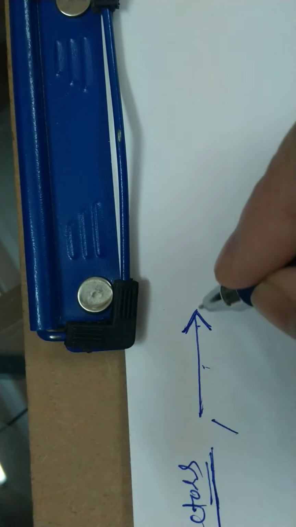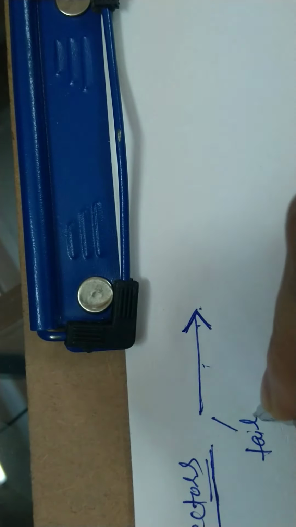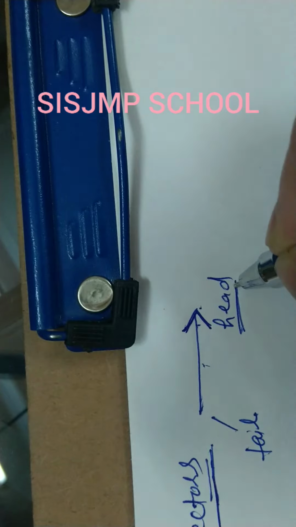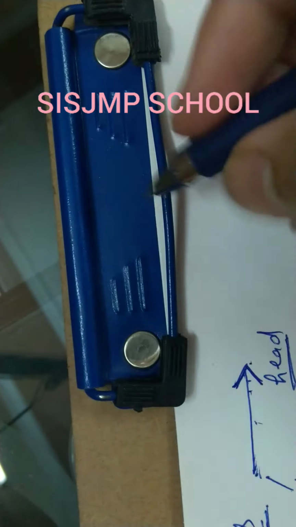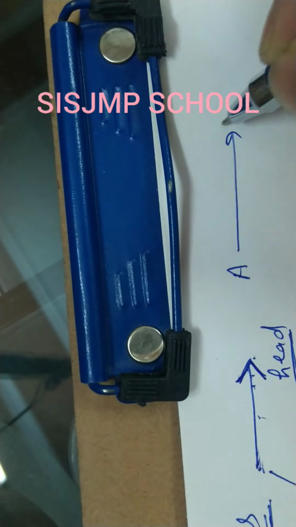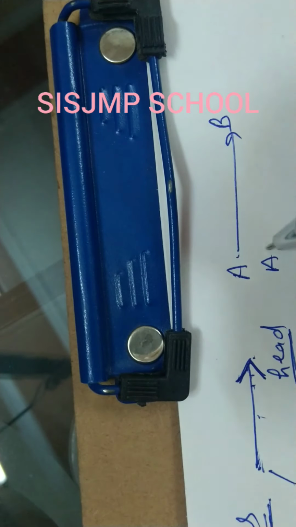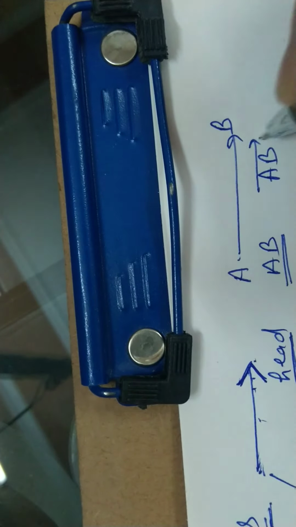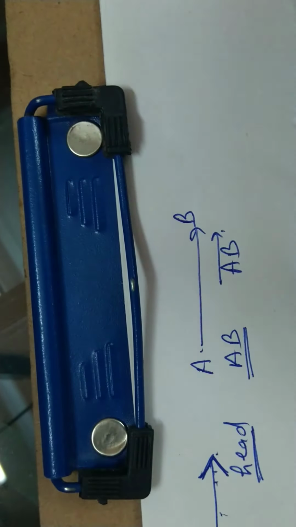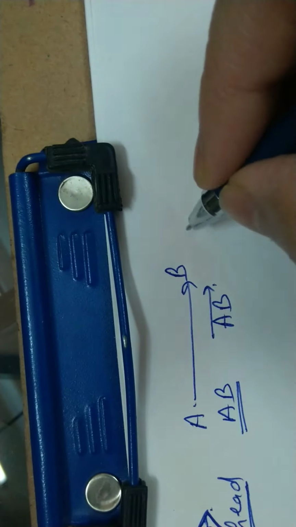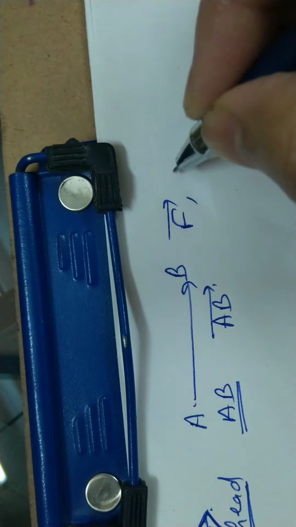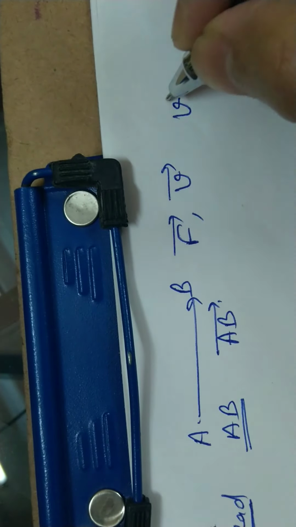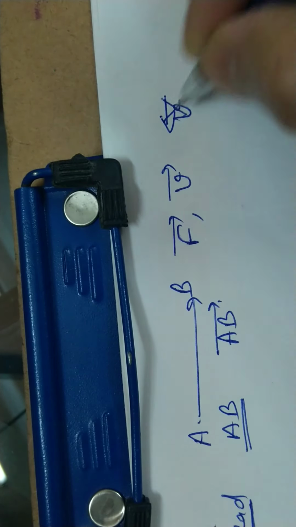This is called the tail of the vector, and this is called the head of the vector. If we give the name A to B, then AB is the magnitude of the vector, and if we draw the arrow on it, this shows the direction. And if we have symbols for quantities like force vector, velocity vector, then you never write the arrow the opposite way; this is wrong.